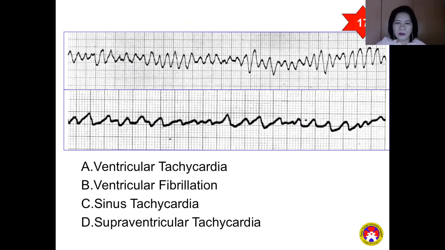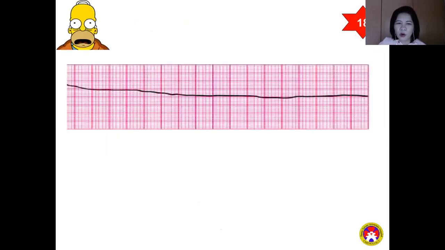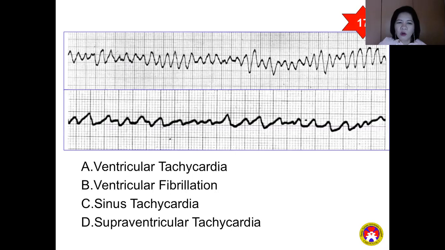How about this slide? This tracing shows to us an irregular undulation of the baseline. There is no definite QRST complex. We just see irregular undulations of the baseline. So this is ventricular fibrillation. And again, as I mentioned, this is the number one rhythm in an arrest. In this situation, the treatment of choice is defibrillation.